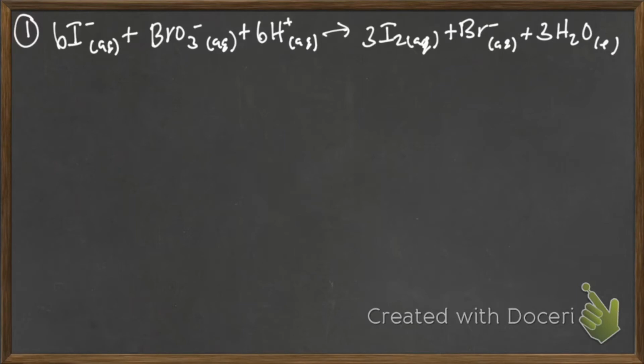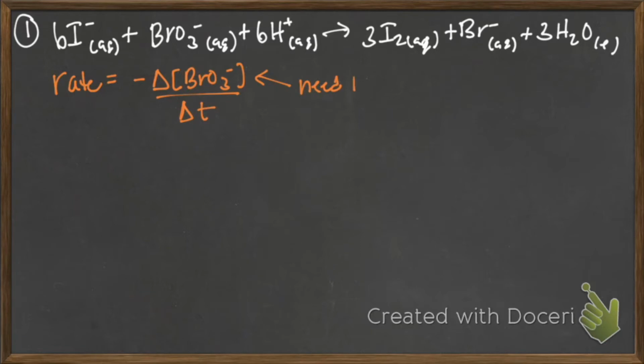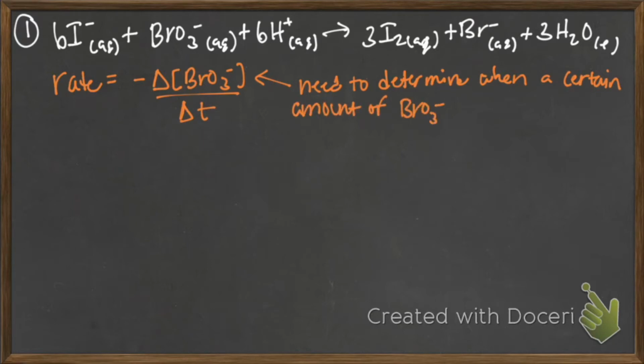All right, so one way we could write the rate for this reaction is we can look at the change in a reactant over the change in time. So let's think about the change in bromate over change in time. And I'm going to use a negative sign, negative delta BrO3- over delta t. So we always get a positive rate because bromate should be decreasing. So somehow we need a way to determine when a certain amount of the bromate has been used up, because we need to know how much is reacting to figure out what the rate is.